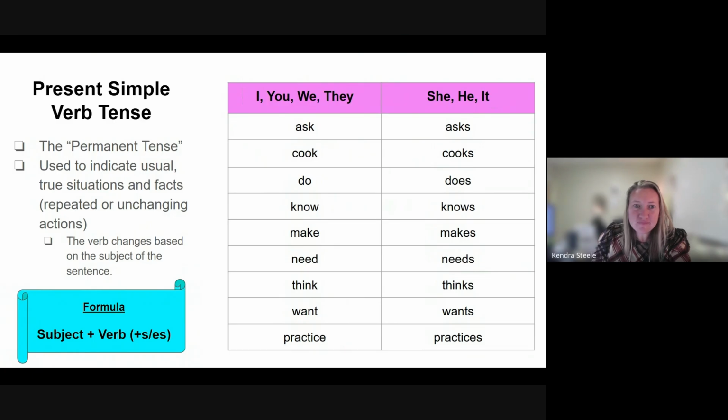And here is the formula. Sometimes it helps us to think of the rules almost like we think of math. How do you put this together? So here is the formula. It is your subject, I, you, we, they, she, he, it, plus your verb. And if needed, the S or ES on the end. So let's continue working with this.